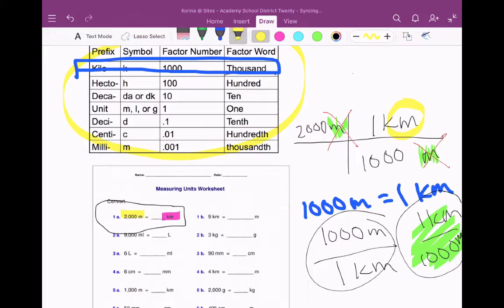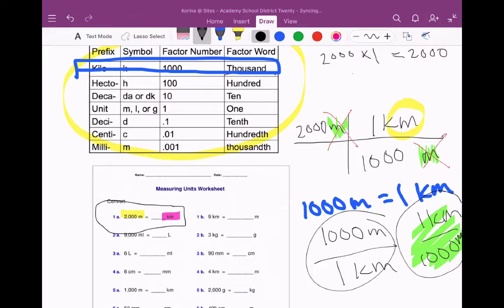Now, in order to solve this problem, you are going to multiply across the top and divide by the bottom. So multiplying across the top, we have 2,000 times 1, which equals 2,000.